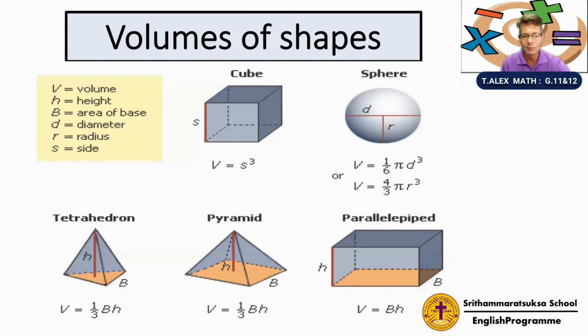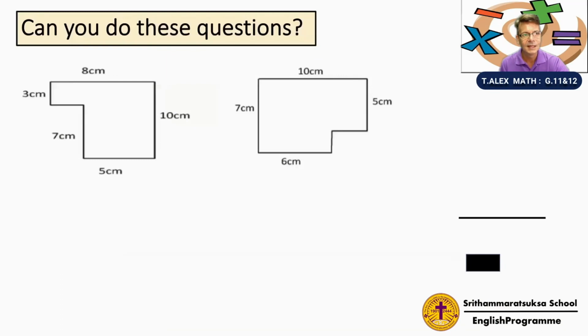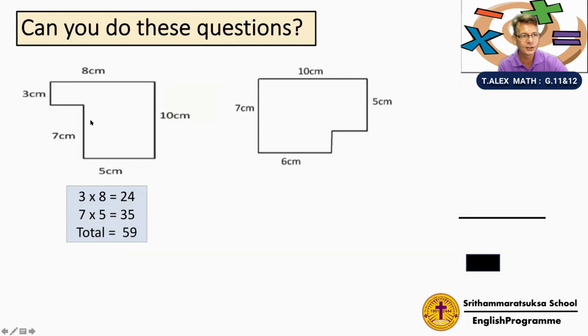Here are volumes, but we're not doing volumes today. Now, here are some areas that I want to make sure you understand how to do. This one here, we have 3 times 8 for 24, plus we have 7 times 5. So the area of this shape is 59 square centimeters.